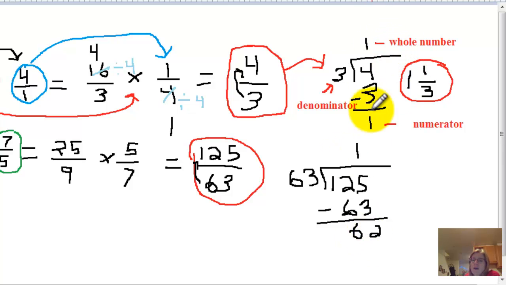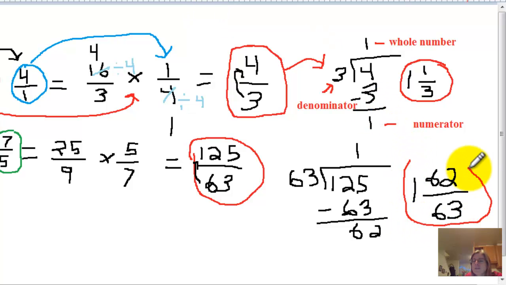And remember, from up here, our quotient is the whole number, so we have 1. And then this 62, our remainder, is the numerator of the fraction, because it's the little bits that are left. So 62, and it goes over our denominator of 63. So it's really close to 2 whole parts, just 1/63 away from the whole number of 2. But we do have this answer of 1 62/63. Okay?